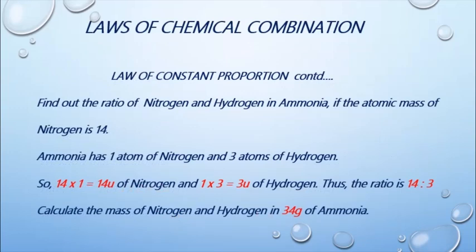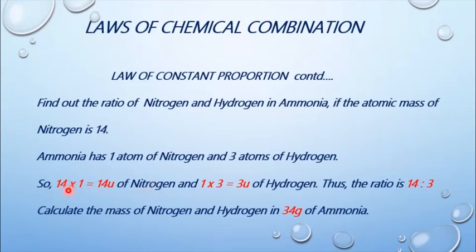Let's look at another example. Now find out the ratio of nitrogen and hydrogen in ammonia. So if you will see, the formula for ammonia is NH3. That means, if the atomic mass of nitrogen is 14, ammonia has one atom of nitrogen and three atoms of hydrogen. Why? Because the formula is NH3. One atom is nitrogen and three atoms are hydrogen.